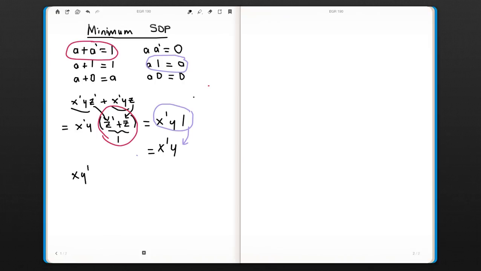x y naught z naught plus x y naught z. We always need to look for the same. So the literal x is the same, and y naught is the same. So these two are the same. Exactly the same way, x y naught is going to be z naught plus z. So this is going to be 1, and this is not going to matter. So I can again write x naught y.